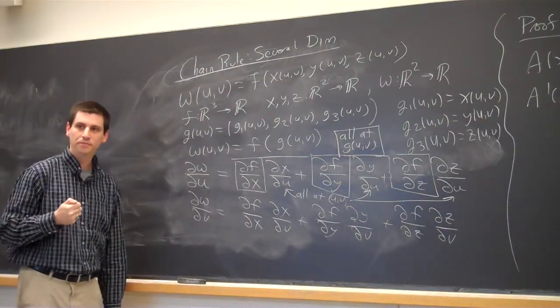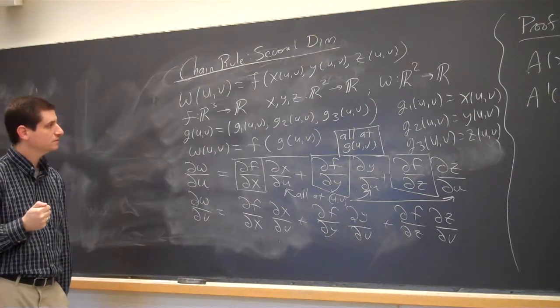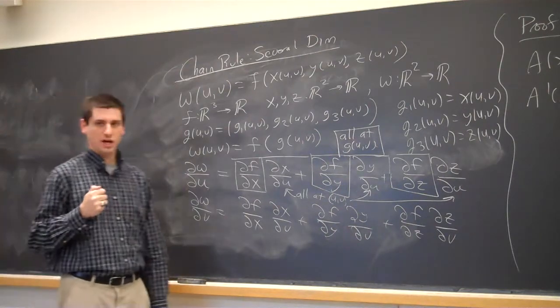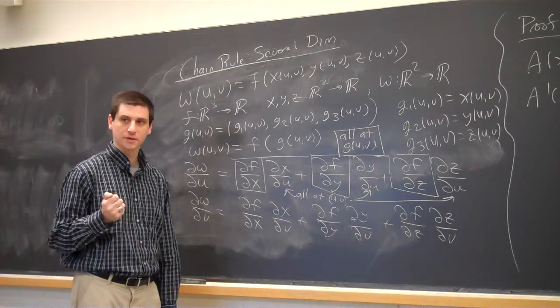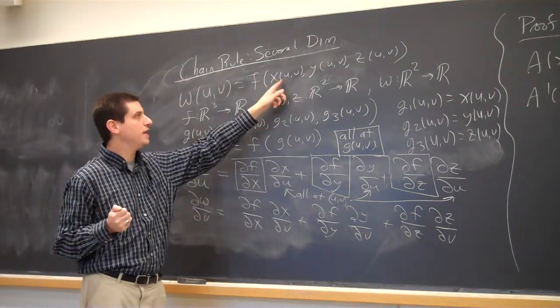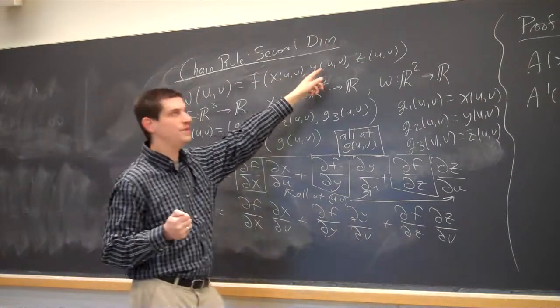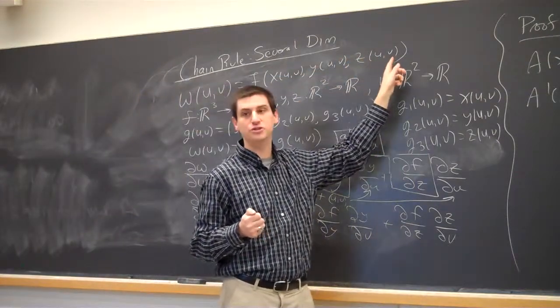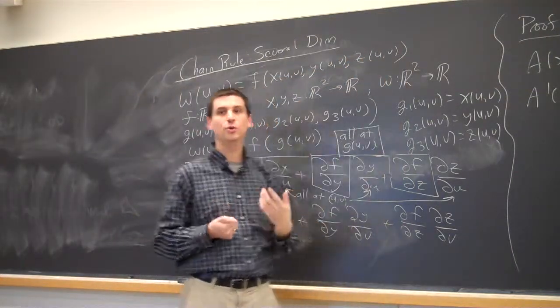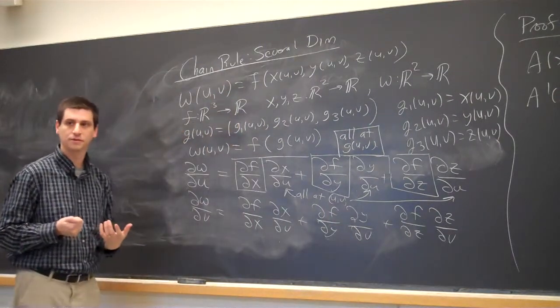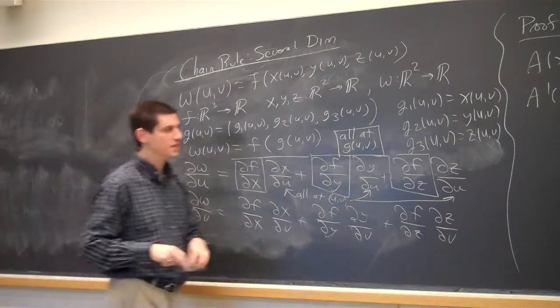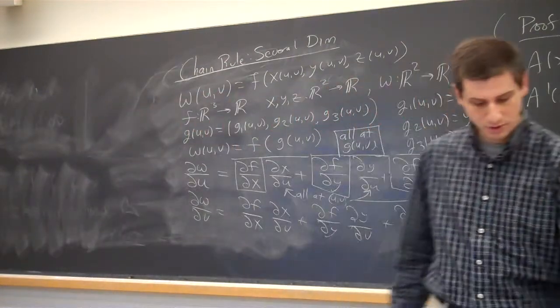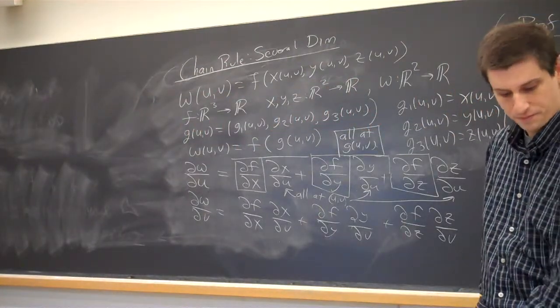Question? G1, G2, and G3 are all different functions though, right? Probably. They could be the same. Oh, they could be. Yeah. I'm just giving them names G1. Maybe x of uv is 5, y of uv is 5, and z of uv is u squared plus v squared. I don't know what these functions are yet. But they're not necessarily the same. Okay, so this is the statement of the chain rule. Are we all comfortable with the statement of the chain rule?